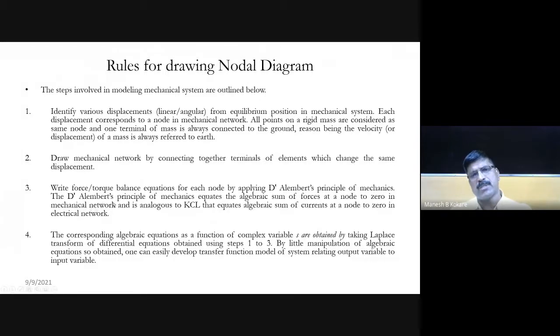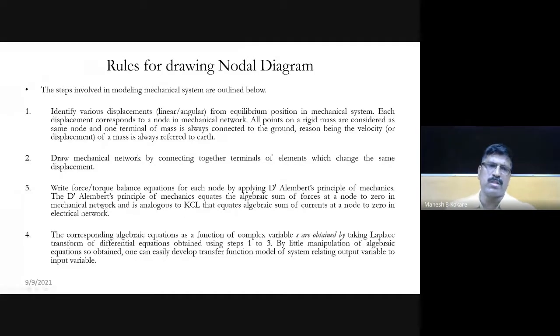D'Alembert's principle of mechanics equates the algebraic sum of forces at a node to 0 in a mechanical network. Analogously, when you apply KCL at a node, the algebraic summation of the total current at the node is always 0. Similarly, in the mechanical system, the total incoming force must be equal to the total outgoing force, or the algebraic summation of the forces must be equal to 0.